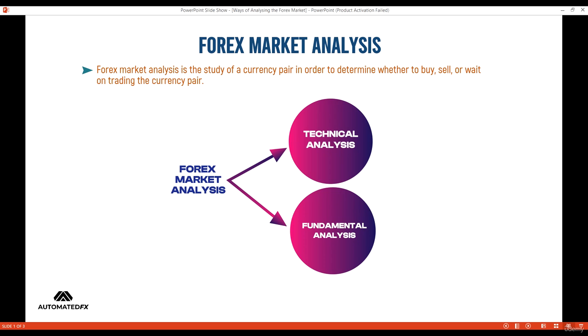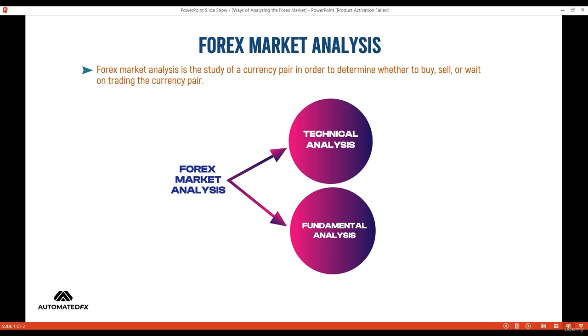Forex market analysis is the study of a currency pair in order to determine whether to buy, sell, or wait on trading the currency pair. That's all Forex market analysis is. There are two ways of analyzing the market, and we use these two ways to determine whether we buy or sell a currency pair. The first is technical analysis, and the second is fundamental analysis.